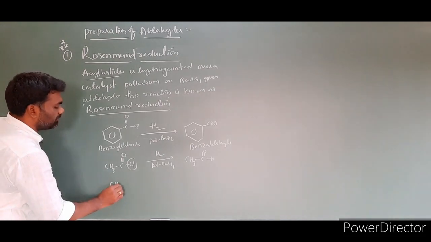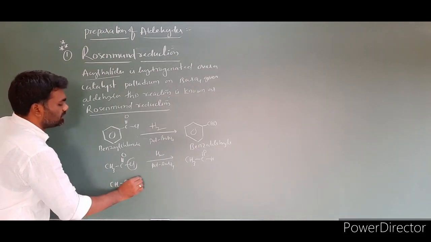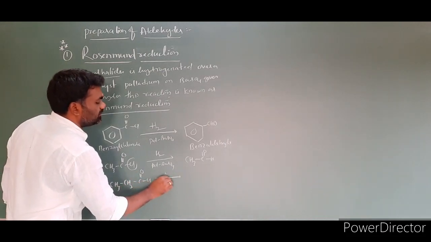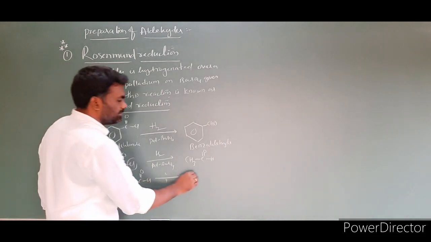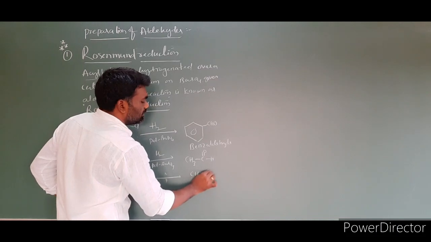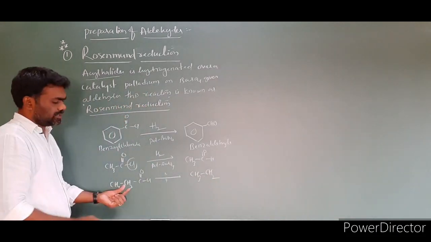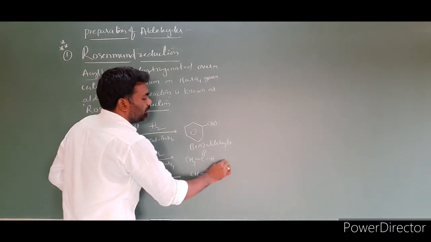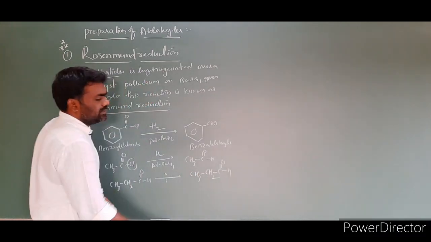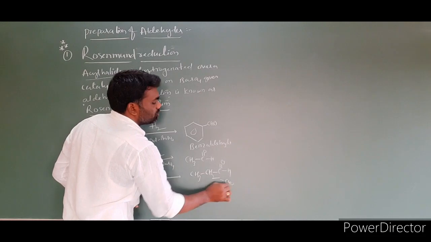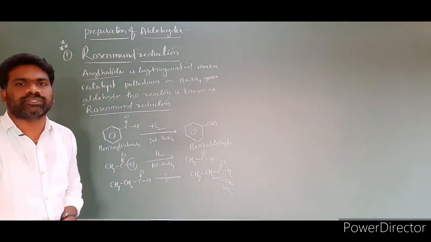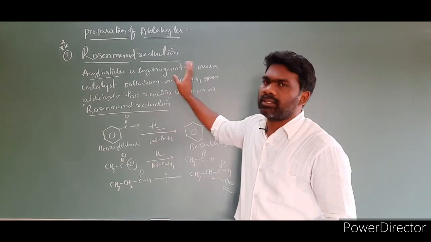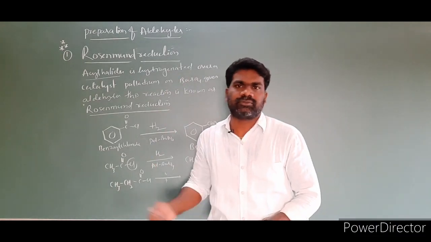Take one more example for better understanding. CH3 CH2 C double bond O Cl. Then the same reagent we can use. What is the product we expect? CH3 CH2, and this C double bond O Cl is converted into C double bond O H. This group is nothing but CHO. So this is a Rosenmund reduction. By using this method we are able to prepare aldehydes. This is the first one.